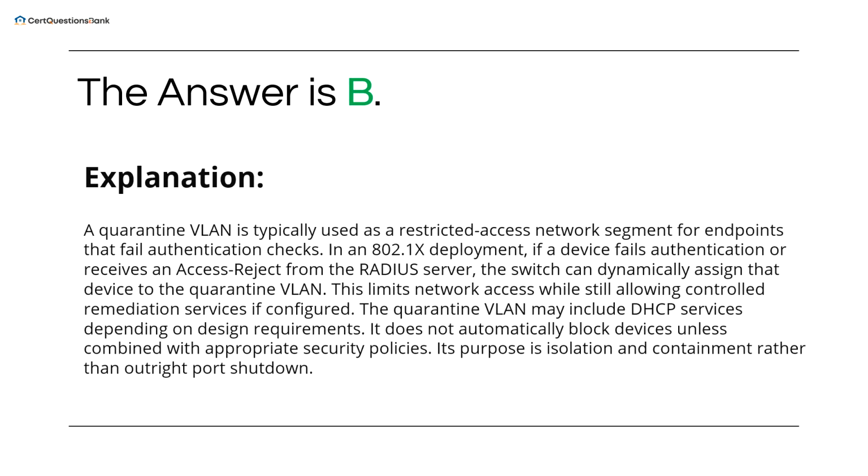The answer is B. A quarantine VLAN is typically used as a restricted access network segment for endpoints that fail authentication checks. In an 802.1x deployment, if a device fails authentication or receives an access reject from the RADIUS server, the switch can dynamically assign that device to the quarantine VLAN. This limits network access while still allowing controlled remediation services if configured.